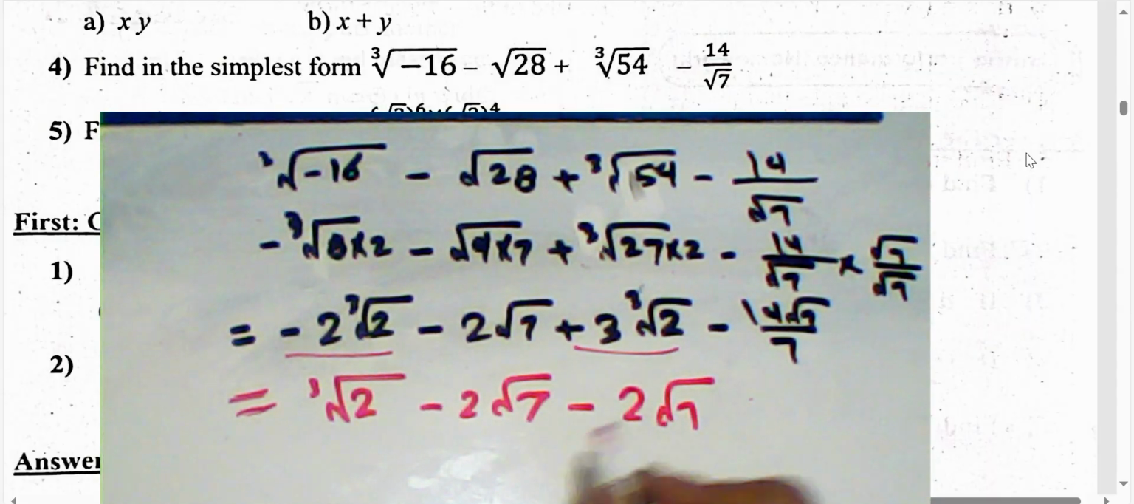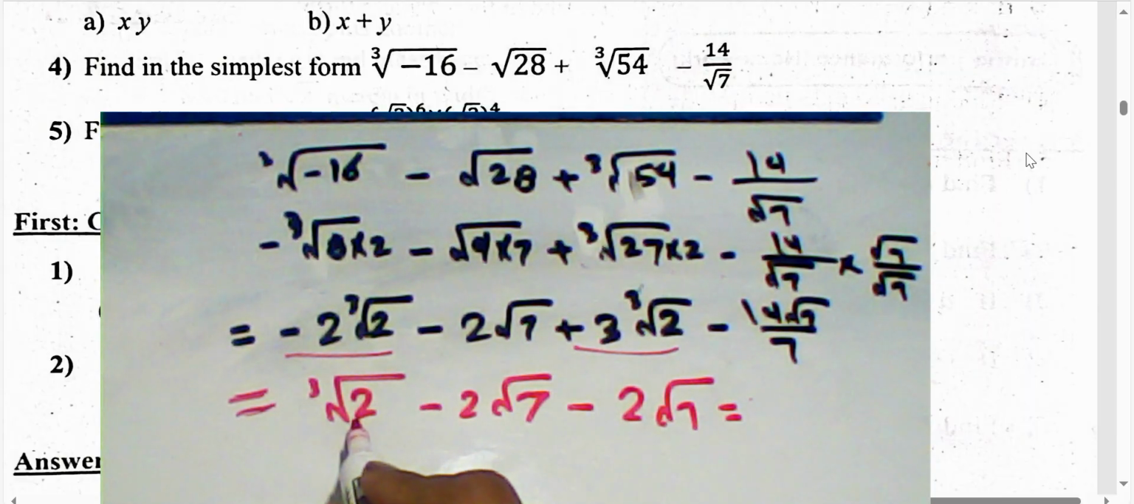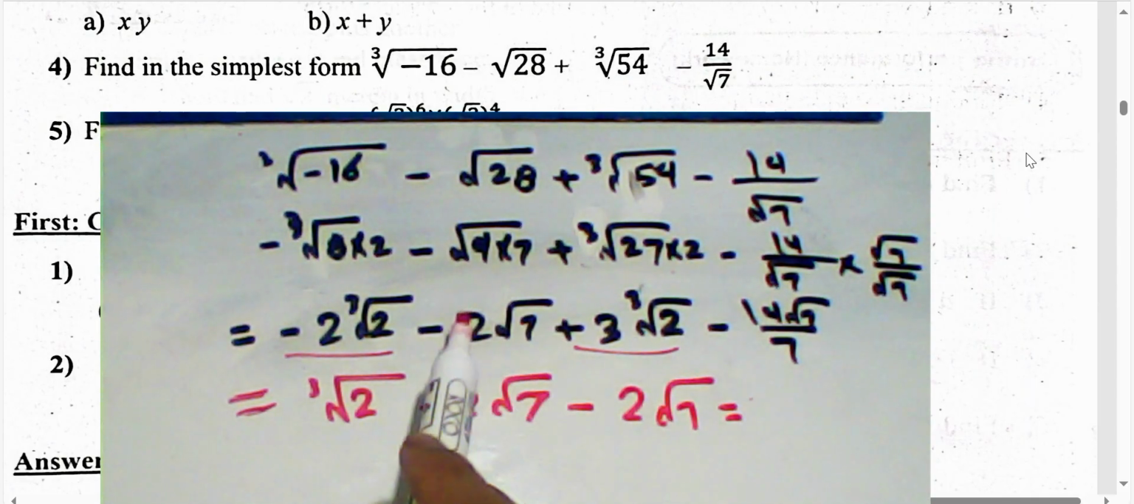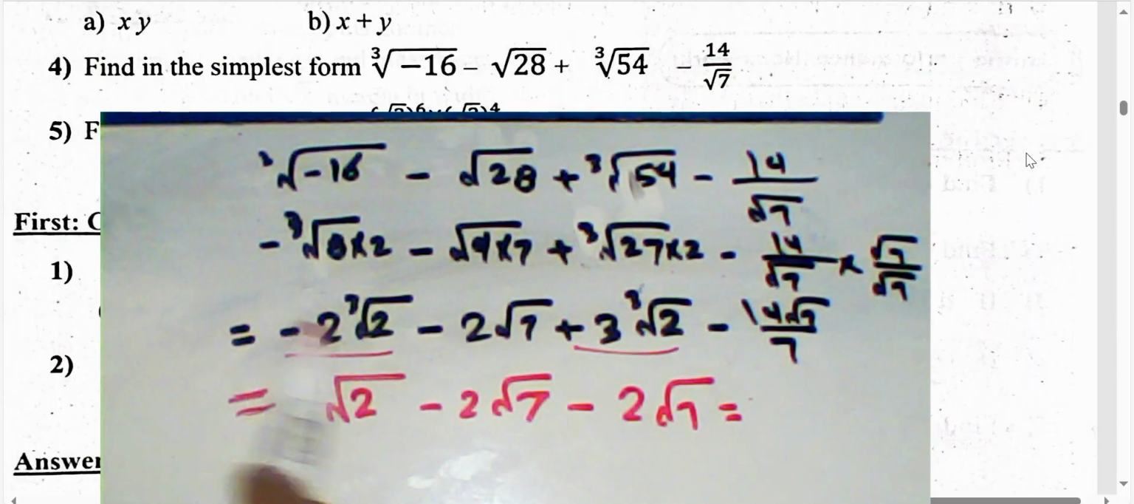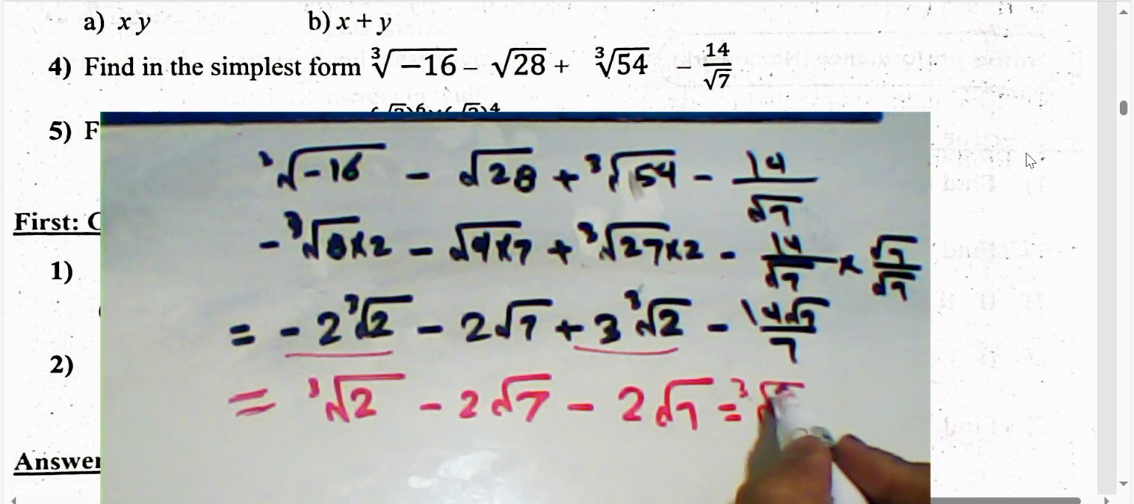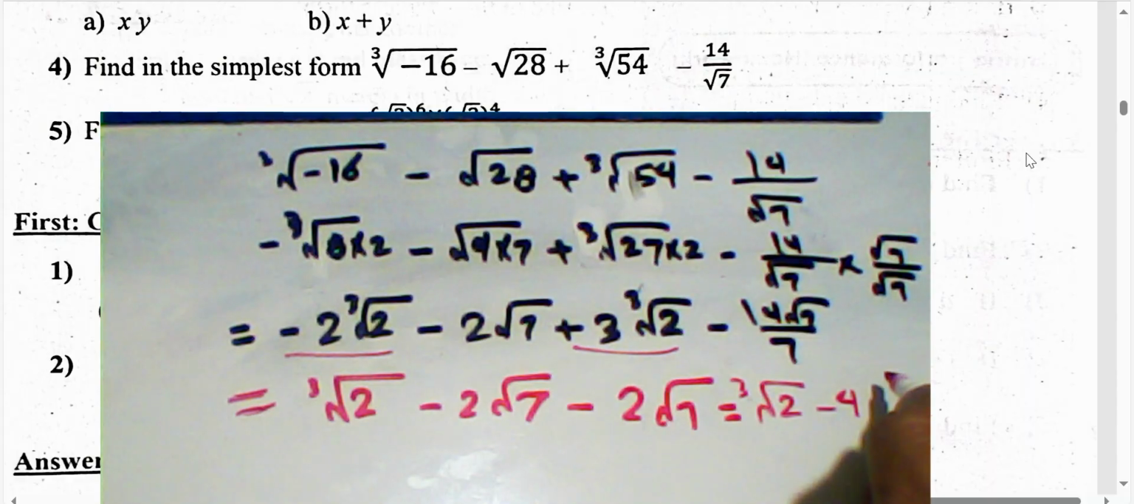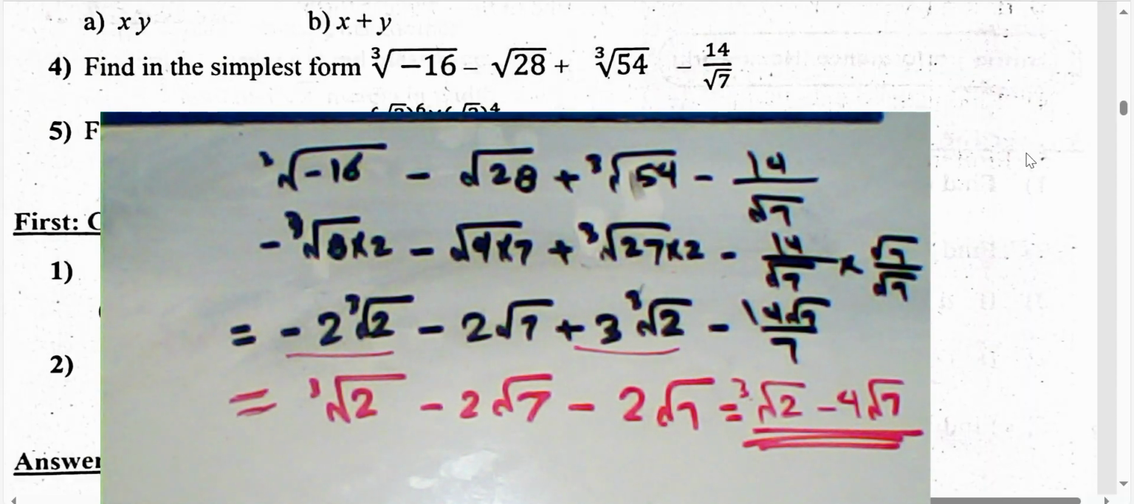Then the answer we write, it was negative and negative. Understood? Okay, and we also have negative plus positive, 3 minus 2 equals 1. We can write cubic root of 2, and negative 2 plus negative 2 is negative 4. Then the answer is negative 4 square root of 7. That's the answer to this question, the simplest form.